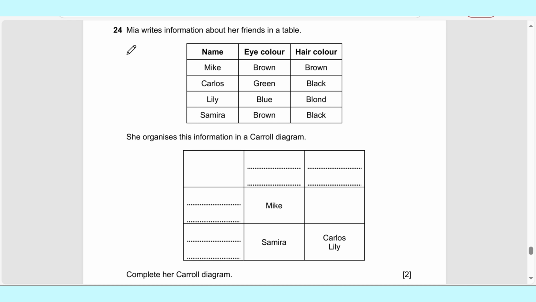Okay guys, 24. Mia writes information about her friends in a table. Name: Mike, Carlos, Lily, Samira. Eye color: brown, green, blue, brown. Hair color: brown, black, blonde, black. She organizes this information in a Carroll diagram. So this is the blank to fill here. Now complete her Carroll diagram.